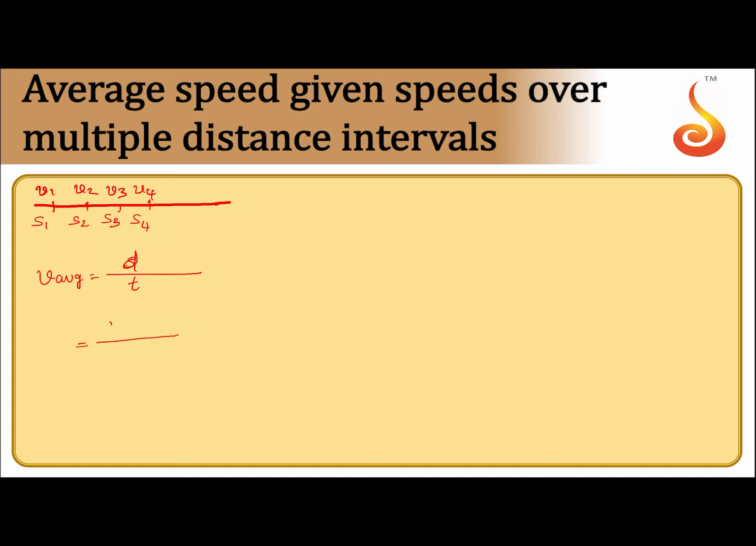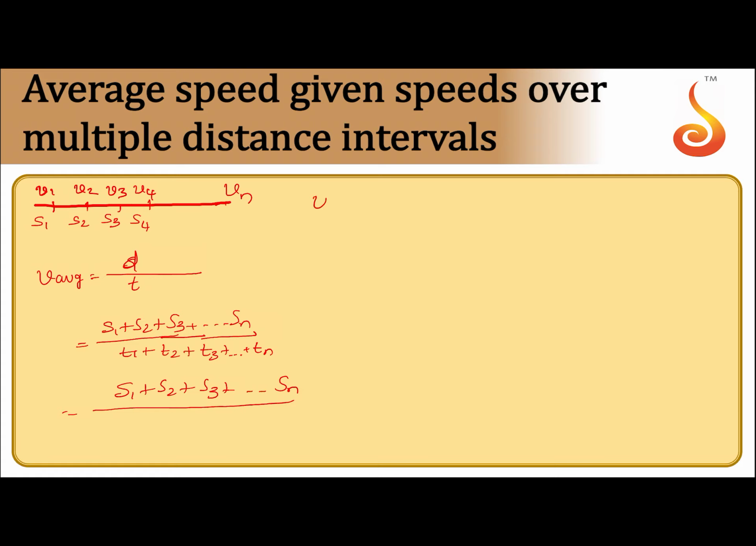What is the total distance? S1 plus S2 plus S3 etc., maybe up to the nth term, and the time taken is T1 plus T2 plus T3 plus T4 up to the nth term. Now, the numerator is known to us: S1 plus S2 plus S3 plus S4 etc., up to the nth term. What about the denominator?